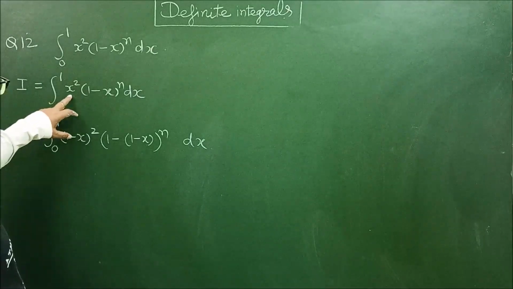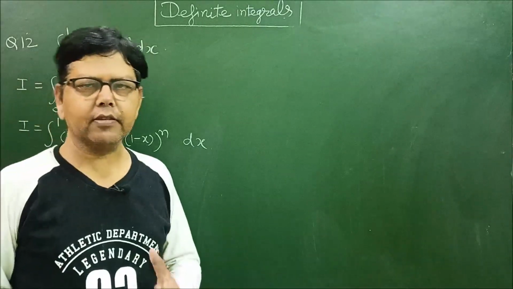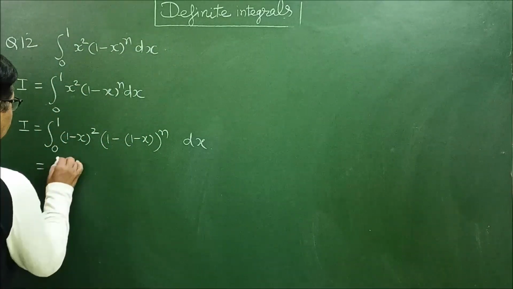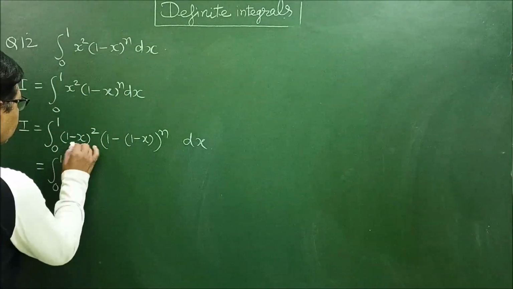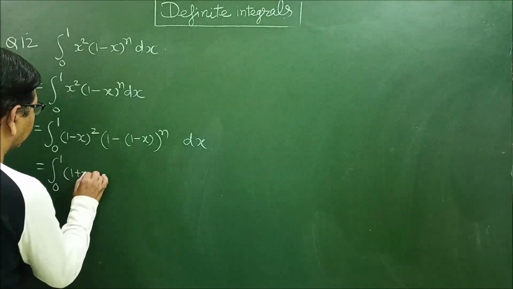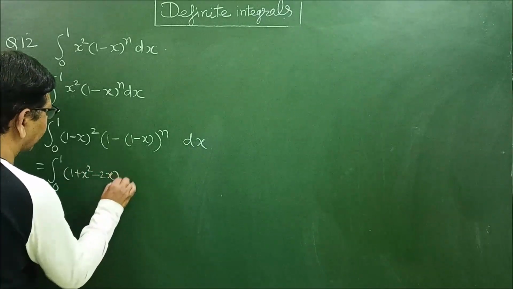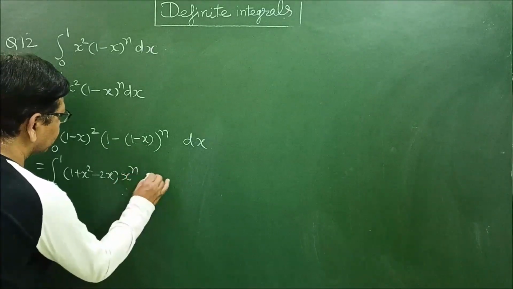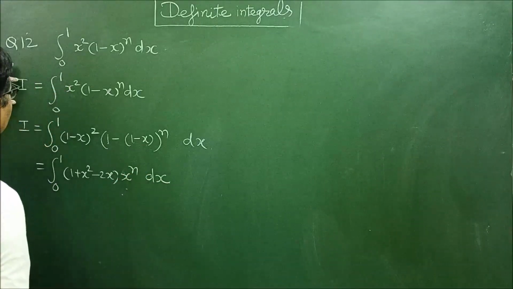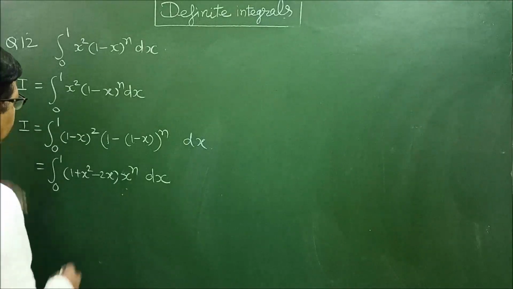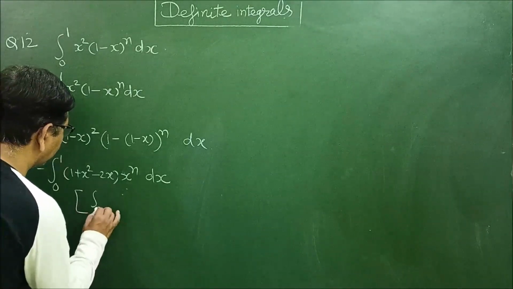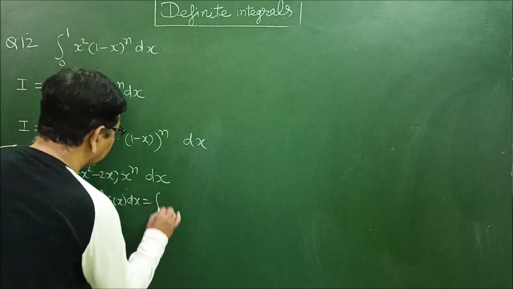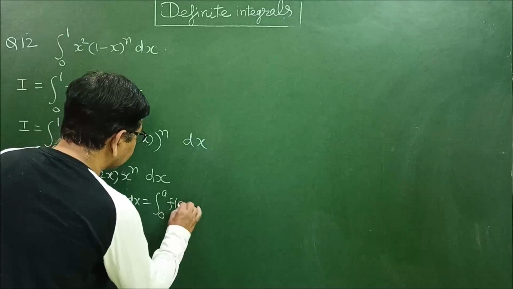So here I have replaced x by 1 minus x in the original function, and now this integral is in a very simple form. Now this 1 minus x squared is equal to 1 plus x squared minus 2x, and here 1 and 1 get cancelled, so this is equal to x raised to the power n dx. So both the integrals have the same value by using the property 0 to a f x dx is equal to 0 to a f a minus x dx.